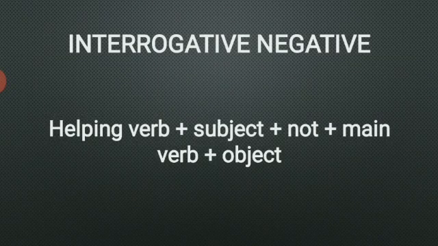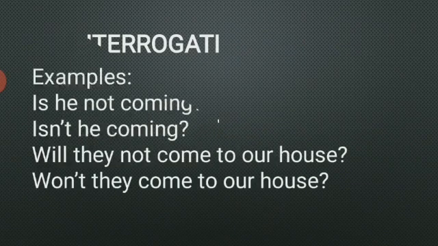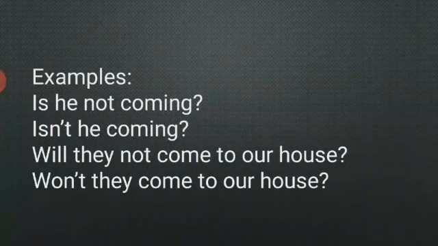Then we have interrogative negative. In an interrogative negative sentence, the negative word not comes after the subject and before the main verb. And if the short form n't is used, it is joined to the auxiliary verb and is followed by the subject. Here are some examples for you to go through.